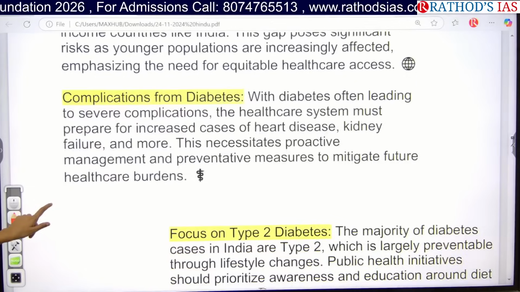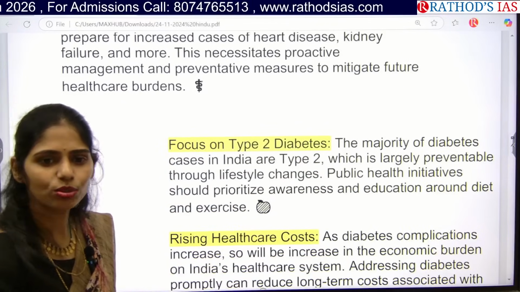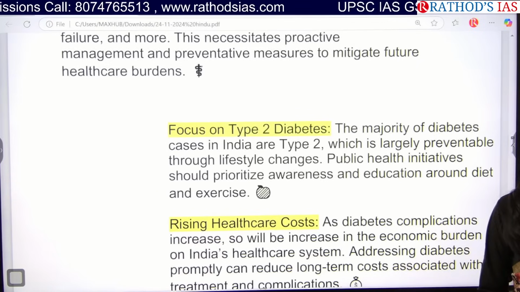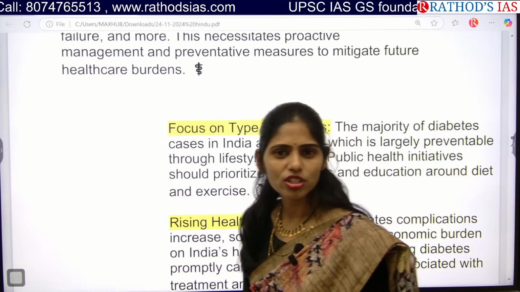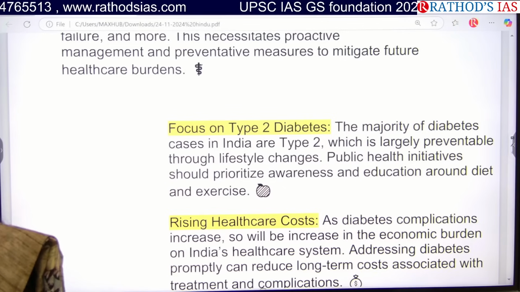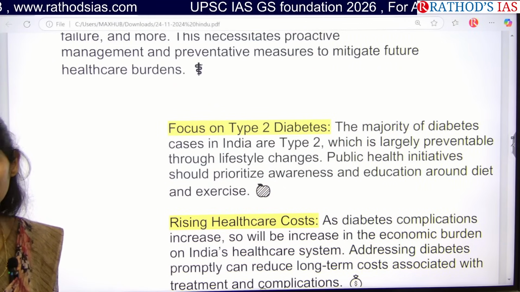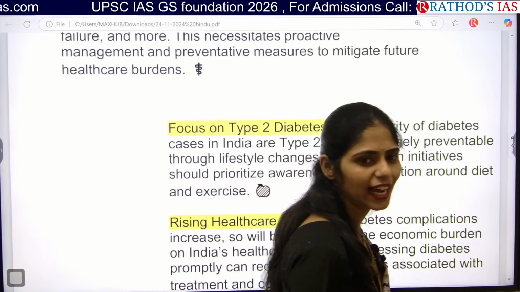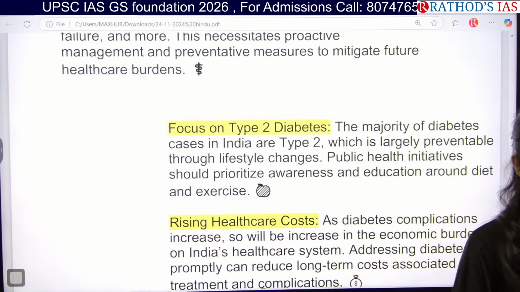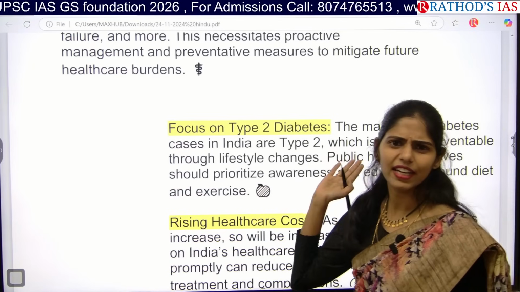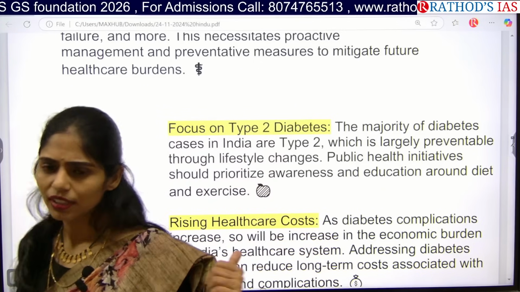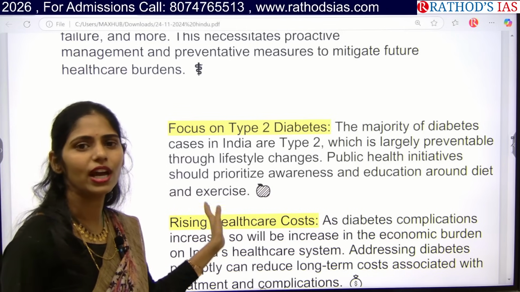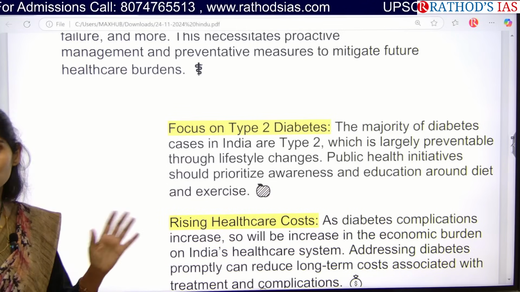And next, as you know, we have different types of diabetes: type 1, type 2 and gestational diabetes mellitus. We have more type 2 diabetes mellitus in our country. One important cause of type 2 diabetes is lifestyle. If you are habituated to smoking, drinking alcohol, have no physical activity or exercise, and have increased mental pressure, work pressure, stress, anxiety, depression, all these things can lead to type 2 diabetes mellitus. So we have to focus on awareness and education about type 2 diabetes mellitus for the people, especially today's young generation.